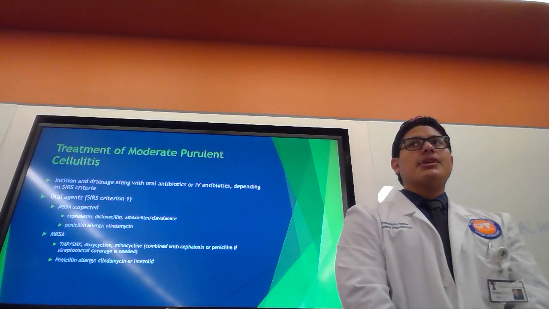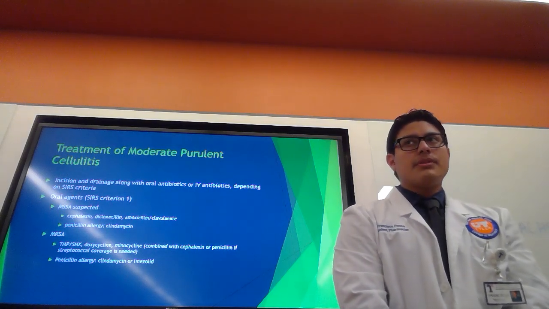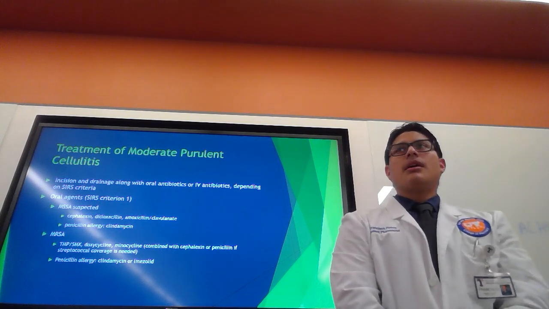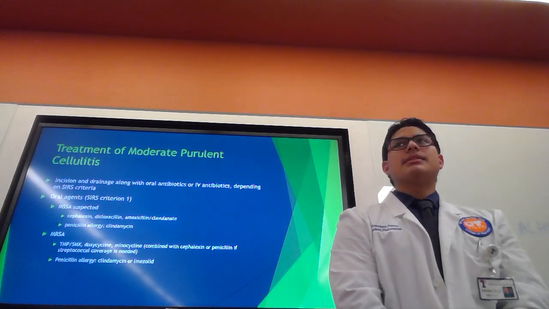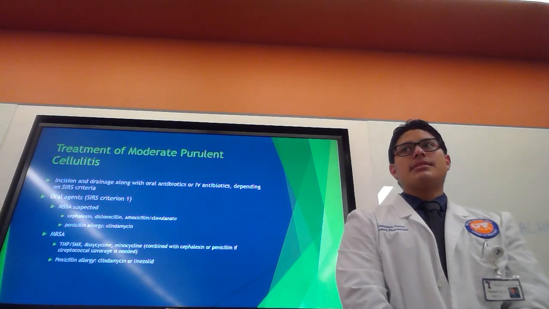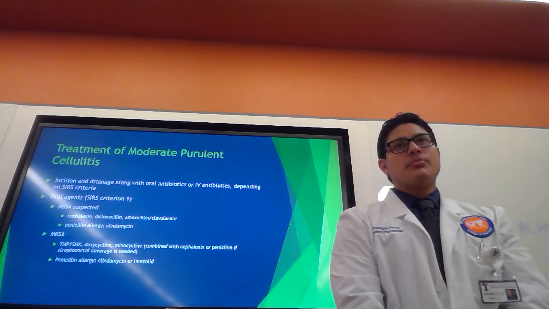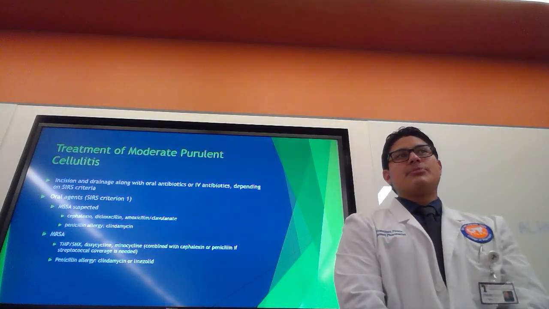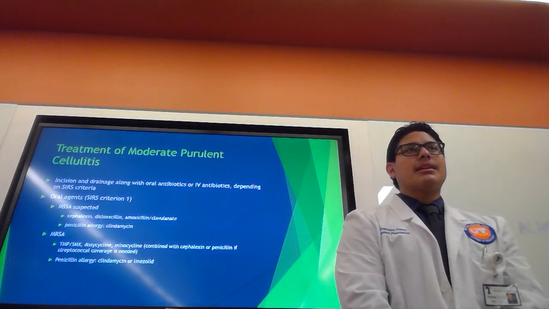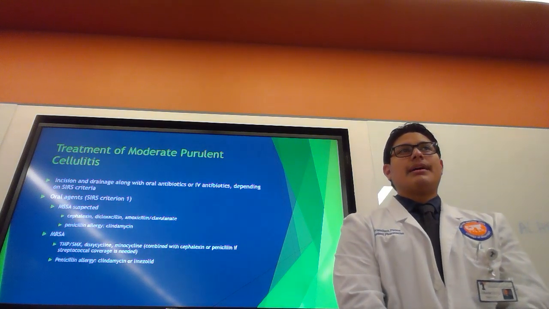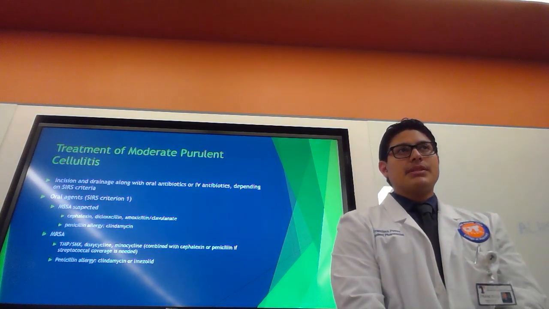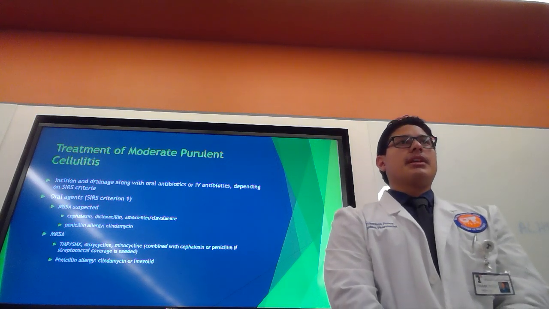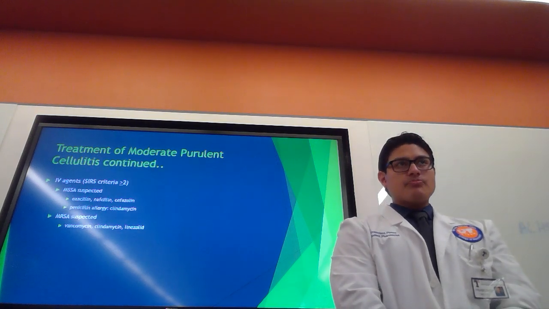So if only one SIRS criterion applies to the patient, oral agents are used. If MSSA is suspected, it's going to be cephalexin, dicloxacillin, or Augmentin, and those with penicillin allergies can use clindamycin. If MRSA is suspected, we can use Bactrim, doxycycline, or minocycline, and again combine that with cephalexin or penicillin if we need streptococci coverage. With a penicillin allergy, again, clindamycin or linezolid.